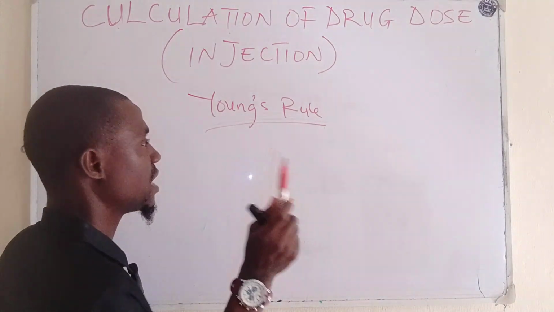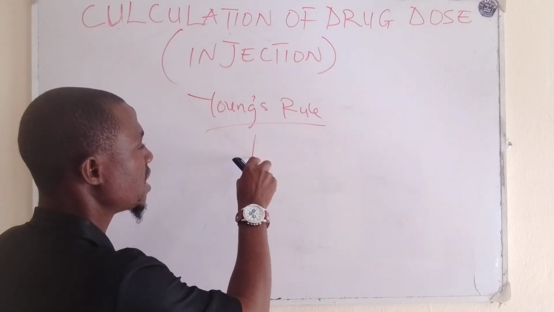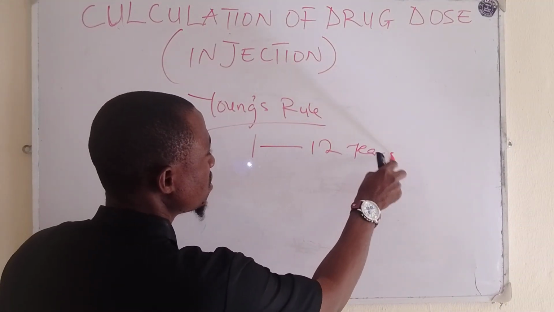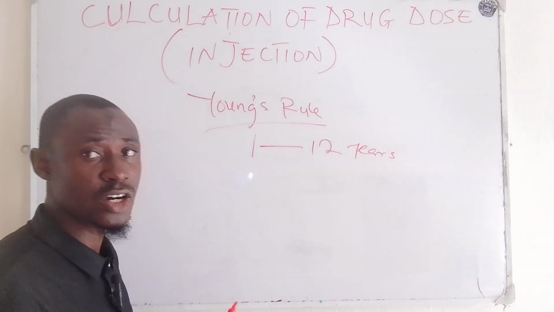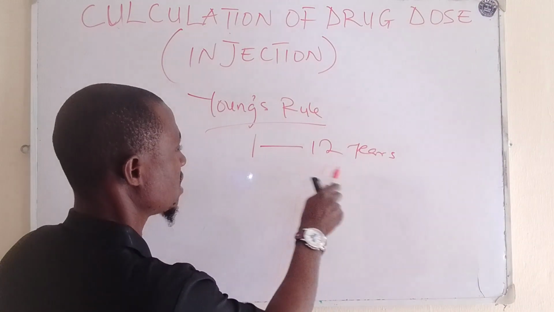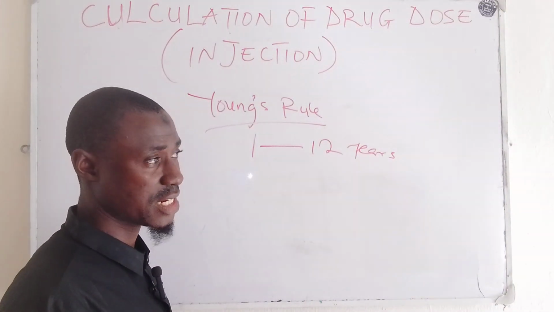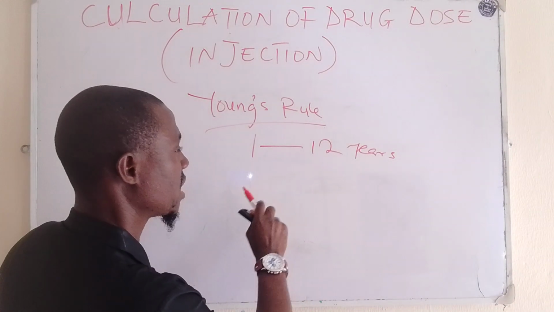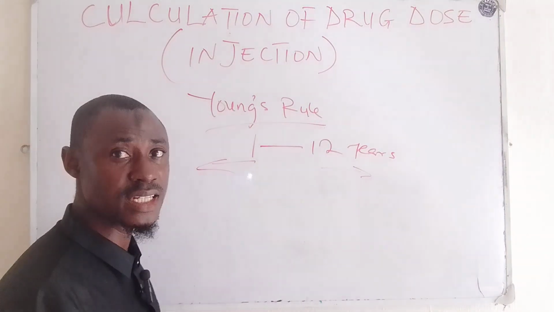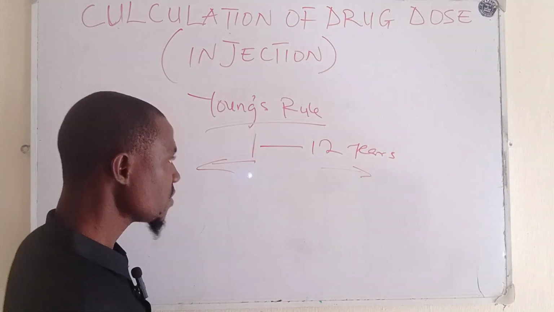And remember we said in the last class that this rule is applicable to children from 1 year up to 12 years. So any child that falls within this age bracket, then you can apply the Young's rule to that child. But the moment the child is out of this bracket, whether more than 12 years or less than 1 year, then you can't apply the Young's rule.